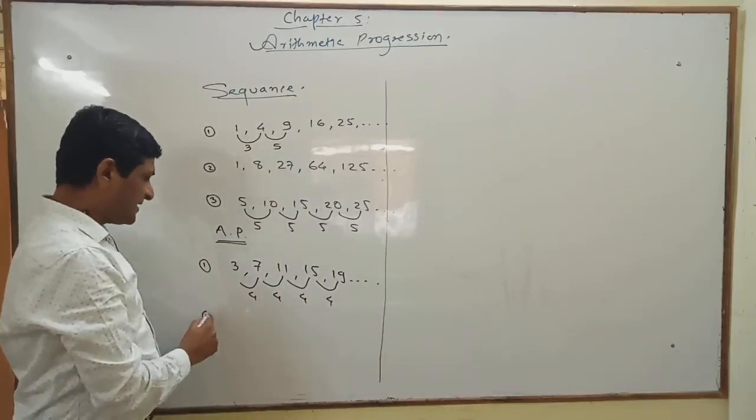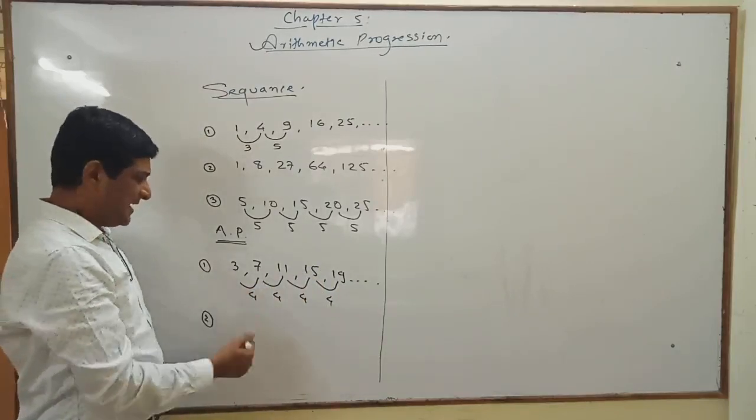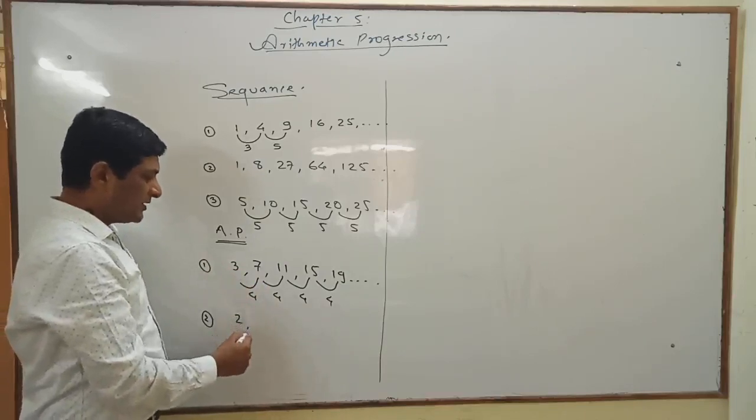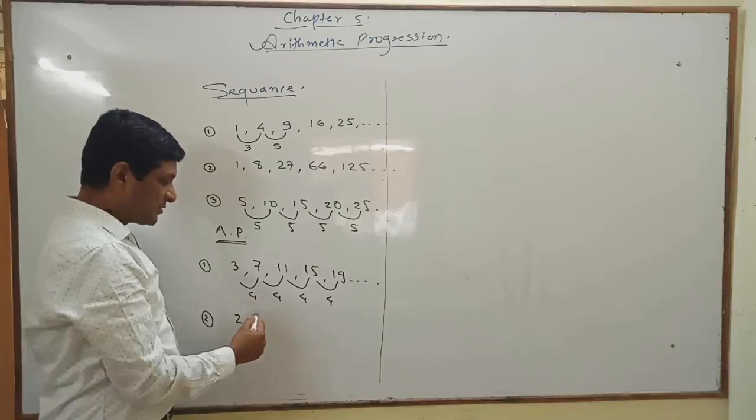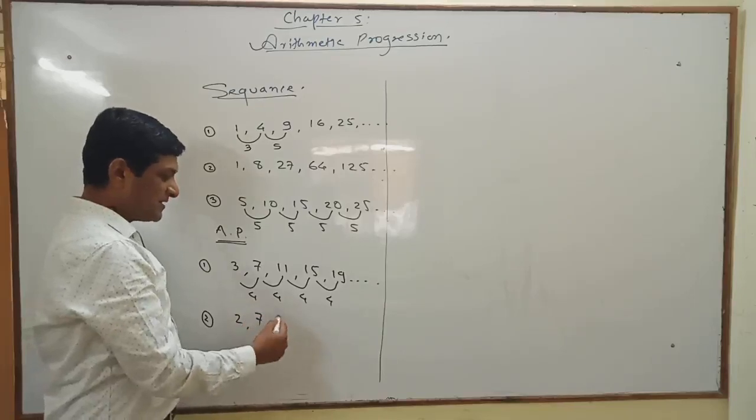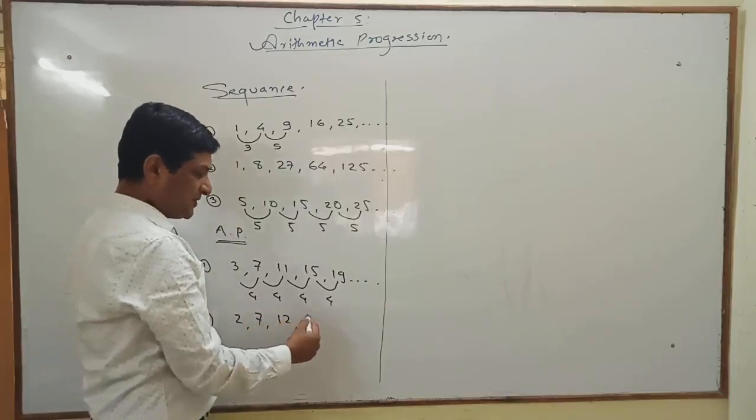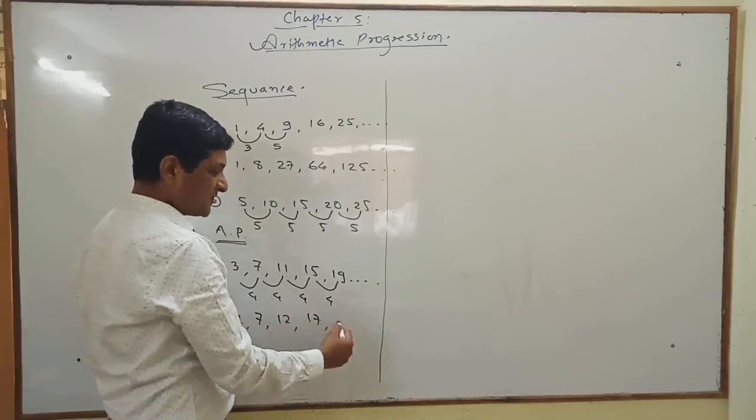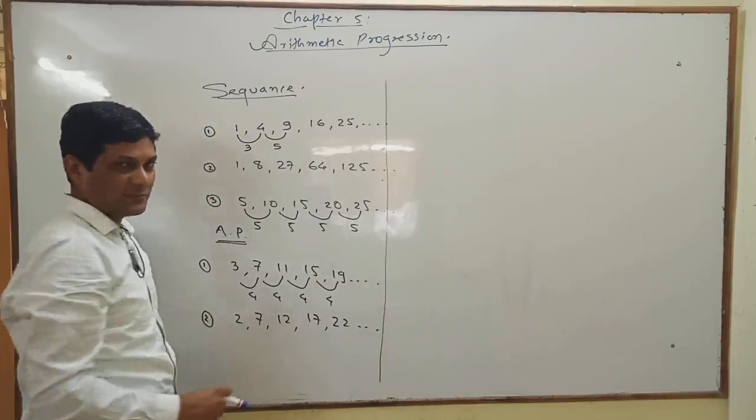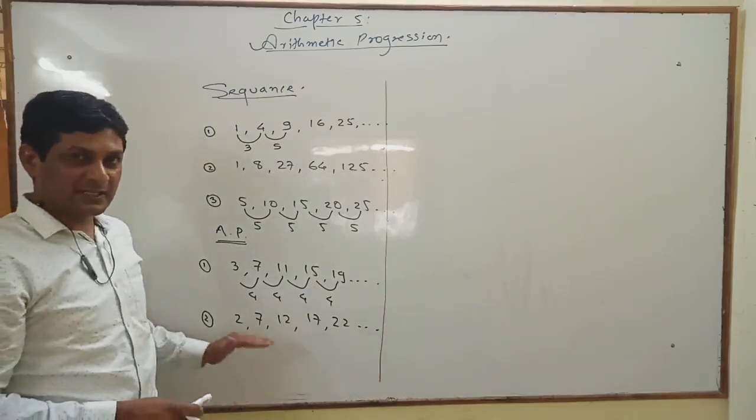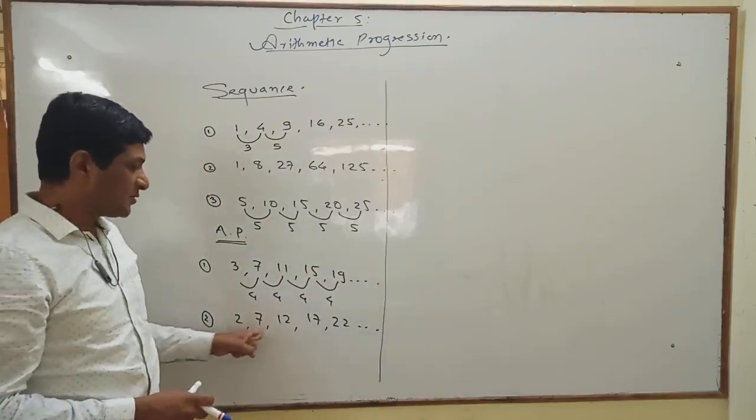Consider another example. Fix one. Consider any number, say 2. Now fix one number, say 5. 2 plus 5 is equal to 7. 7 plus 5 is equal to 12. 12 plus 5 is equal to 17. 17 plus 5 is equal to 22. Continuing this way, we will get the terms in this sequence. And here the difference also remains constant.